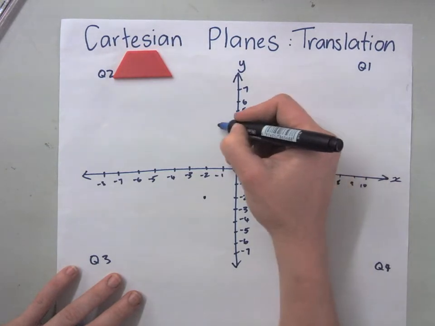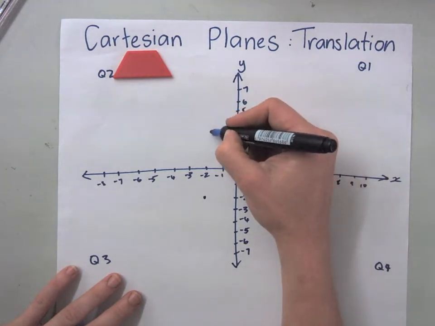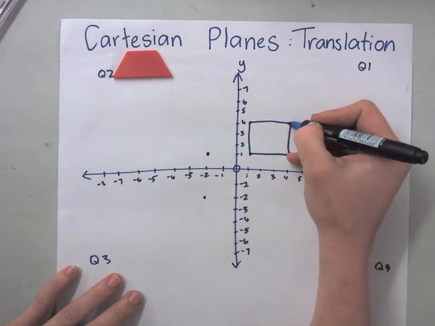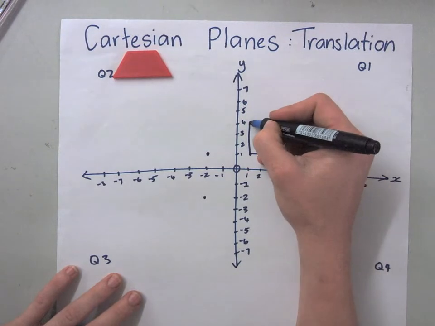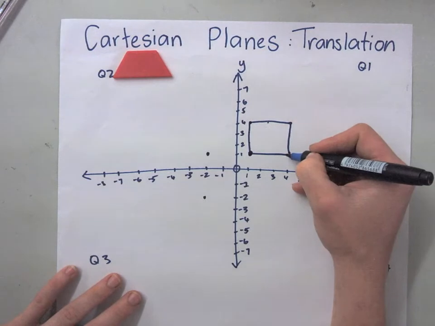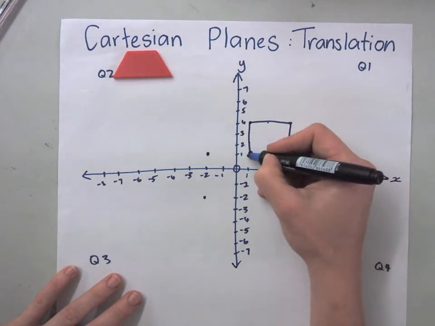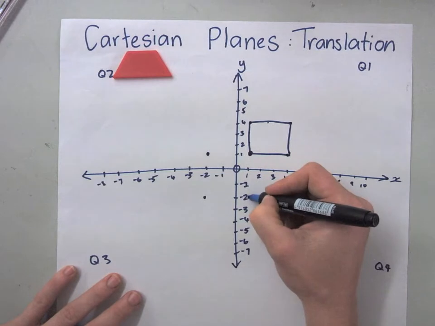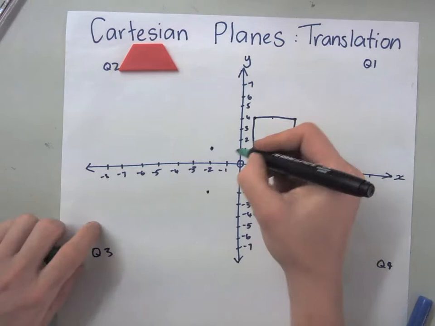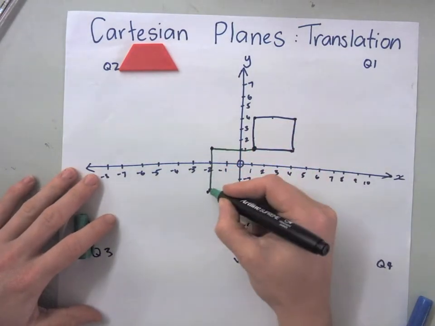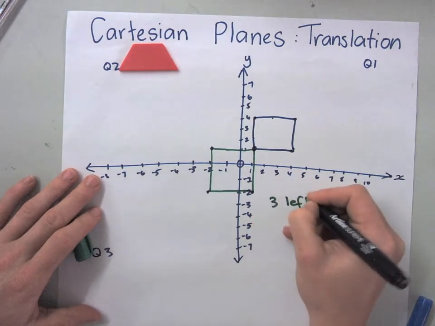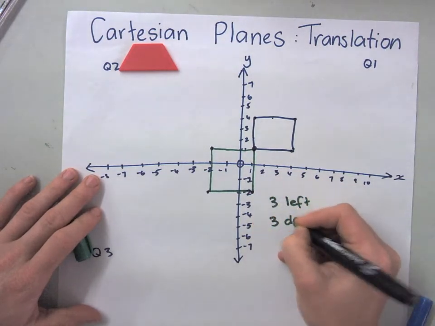Then I'm going to do the same here. I'm going to go 1, 2, 3 to the left, 1, 2, 3 down. And I'm going to do the same to this. 1, 2, 3 to the left, 1, 2, 3 down. So that's actually going to go to there. And same with this one again. 1, 2, 3 to the left, 1, 2, 3 down. It's going to land there. And then what happens is my shape translated 3 left. So it went 3 left and 3 down.